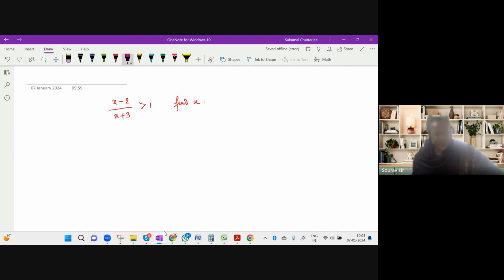You're multiplying both sides by x + 3, right? So you are getting x - 2 > x + 3. That means you are getting -2 > 3, which is not possible. So does it mean that this inequality has no solution? Yes or no?